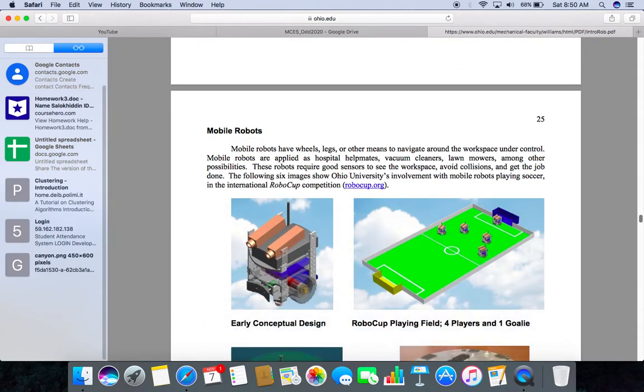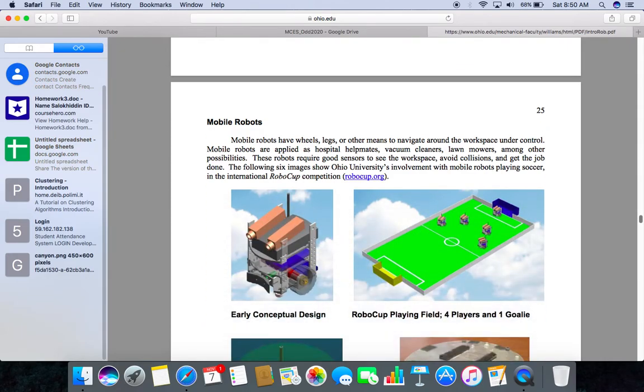Mobile robots. Mobile robots have wheels, legs, or other means to navigate around the workspace under control. Mobile robots are applied as hospital helpmates, vacuum cleaners, lawn mowers, along with other mobilities. These robots use good sensors to see the workspace, avoid collisions, and get the job done.